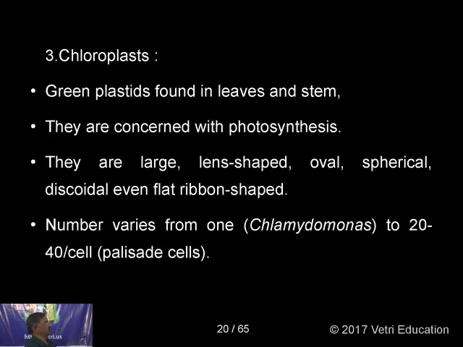Next, chloroplasts. These are the green plastids found in leaves and stem. They are concerned with photosynthesis. They are large, lens-shaped, oval or spherical, discoid or even flat or ribbon-shaped. The number varies from one to many. One chloroplast is found in Chlamydomonas, and around 20 to 40 per cell in palisade cells.